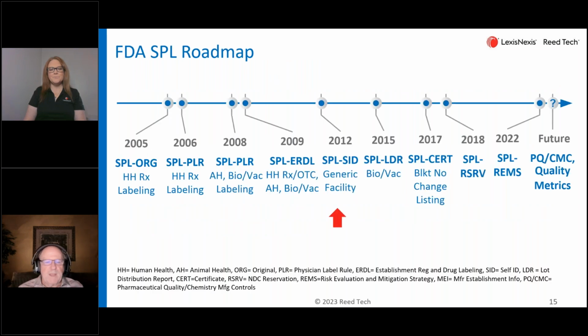If we were to look at a roadmap over the course of time, the FDA, starting in 2005, started to roll out a number of documents based on structured product labeling. This is an XML-based standard from Health Level 7. They started to collect drug information and facility information using that standard. And in 2012 is when what we refer to as SPL SID, for self-identification for a generic facility, came into play. And it's been with us ever since.